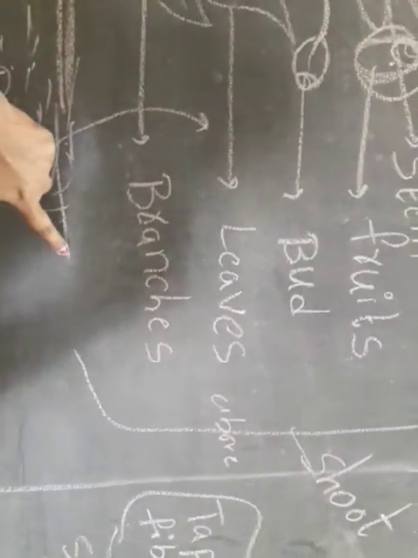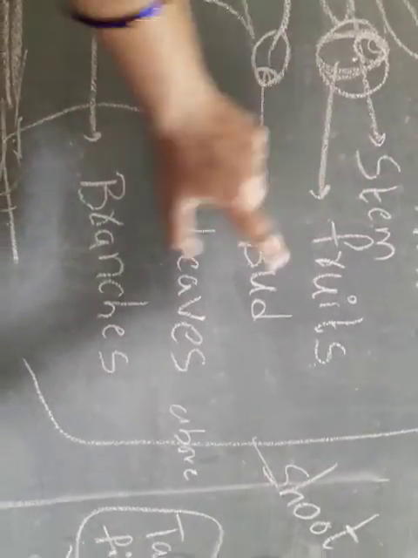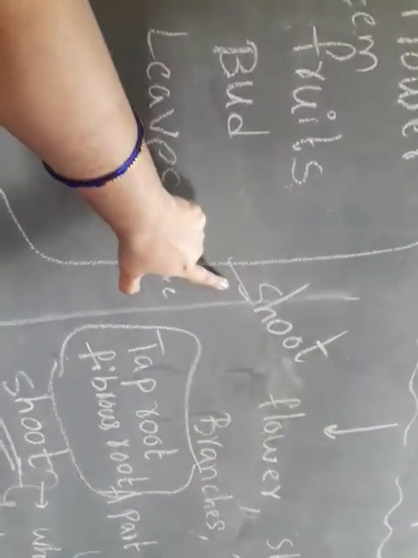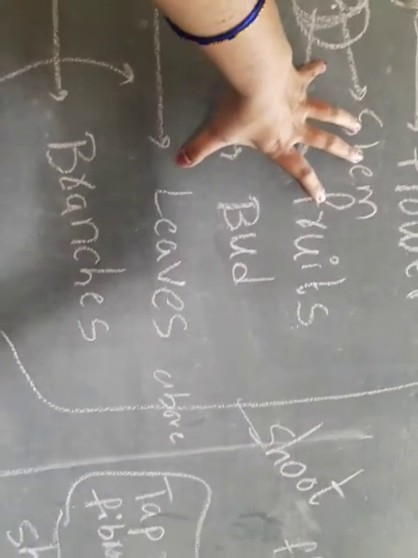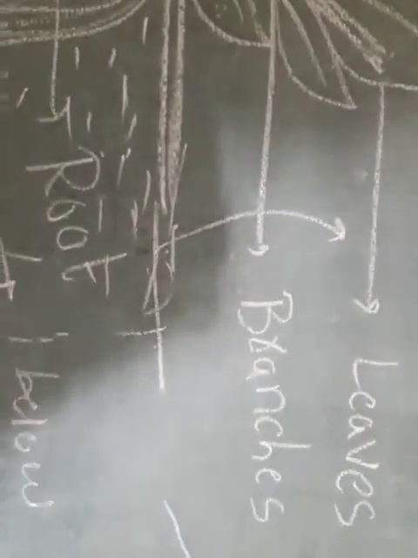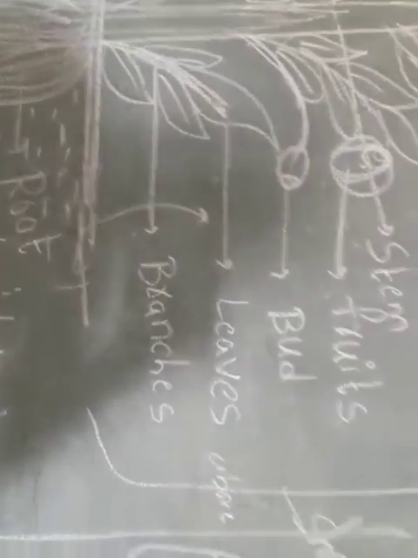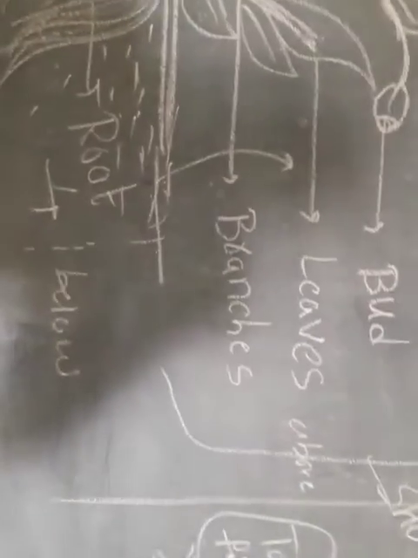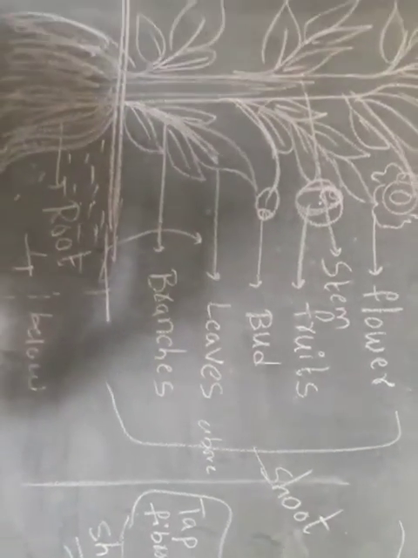Parts of the plant that grow above the ground are called shoot. A part of a plant which grows above the ground is called shoot, and a part of a plant which grows below the ground is called root part. A plant has two parts. Which parts? Shoot part and root part. Above the ground is called shoot part. Below the ground is called root part. These are the two parts of a plant.